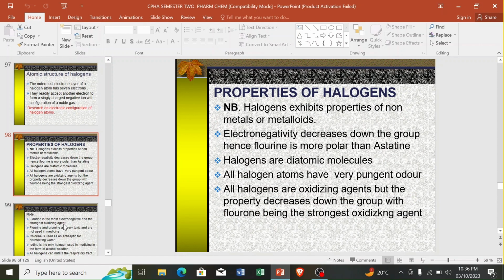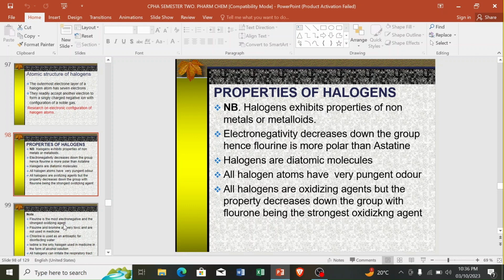So we have properties. We need to know the different properties of halogens. Halogens exhibit properties of nonmetals or metalloids. Electronegativity decreases down the group, hence fluorine is more polar than astatine. Halogens are diatomic molecules, and all halogen atoms have a very pungent odor. All halogens are oxidizing agents, but the property decreases down the group.